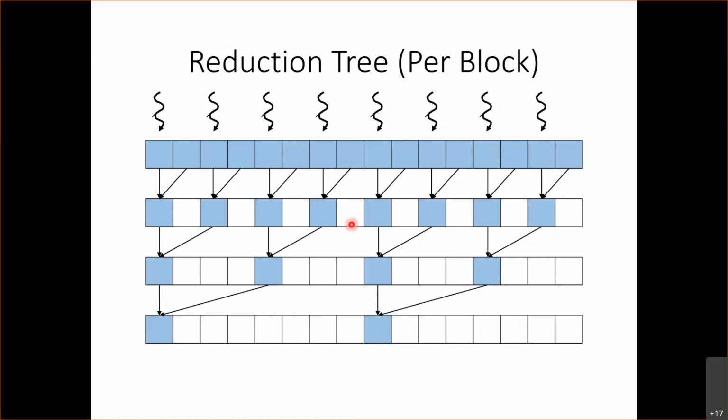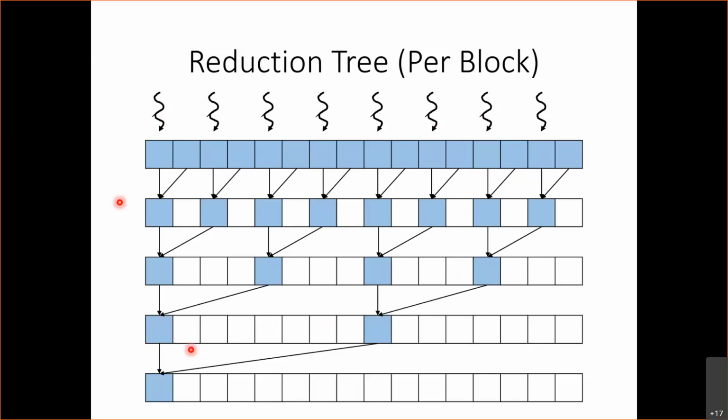And then in the final step, I have two more values to add. So only one thread adds these together and the remaining threads don't do anything. Okay. So this is one way to implement the reduction tree on the GPU. And let's go and implement it.